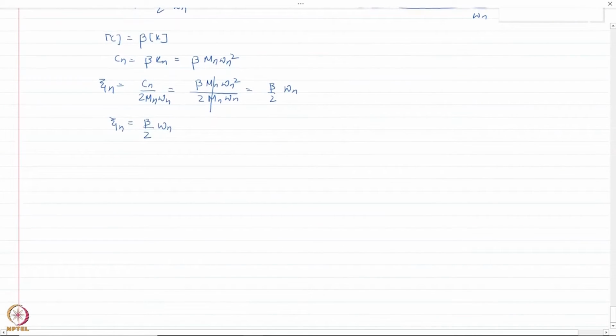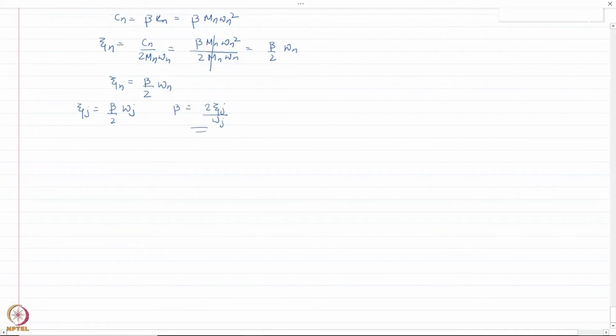So again, like we did for the mass proportional damping, if we know the damping for the jth mode, then zeta j can be written as beta by 2 times omega j. So beta would be 2 zeta j by omega j. And once beta is known from the damping specification for one of the modes, for the rest of the modes we can find out zeta n as beta by 2 omega n.